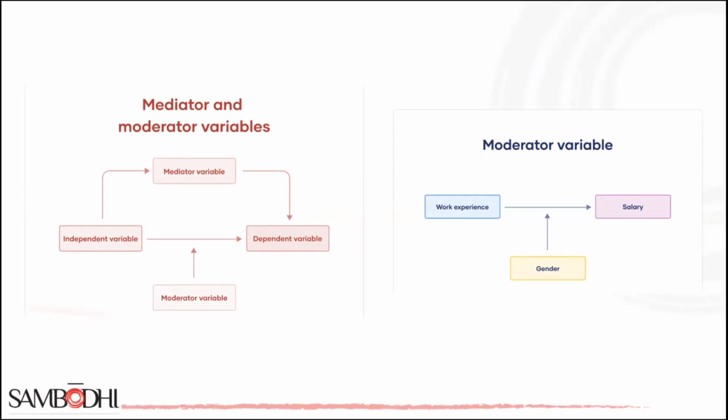Further, we see mediator versus moderator variables. We'll see little examples and the differences also. So a mediating variable or a mediator explains the process through which two variables are related, while a moderating variable or moderator affects the strength and the direction of that relationship.